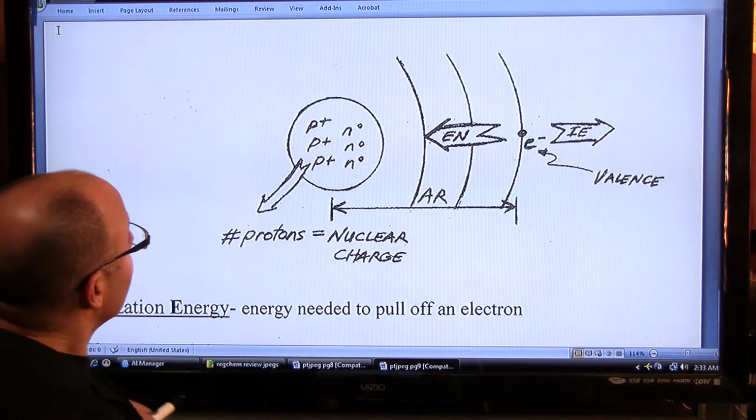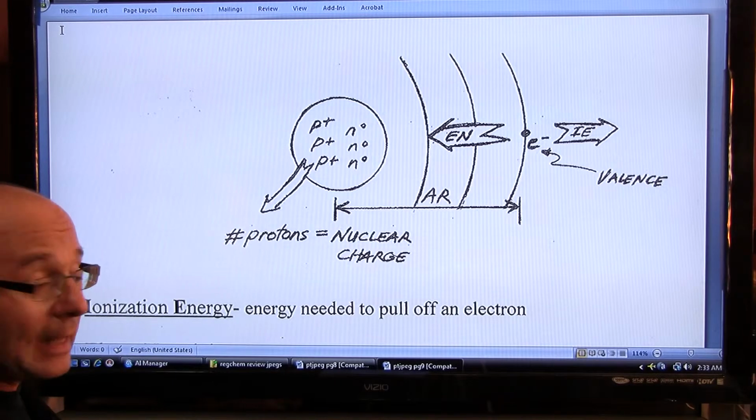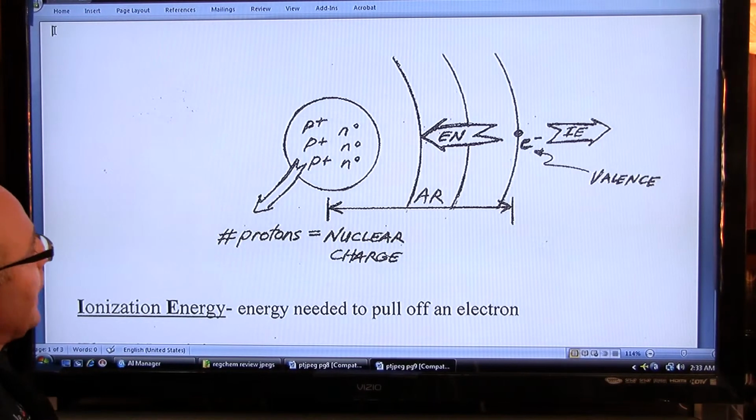Okay, good to see you again. We're on the periodic table, the second half of the periodic table, the so-called thinking questions.